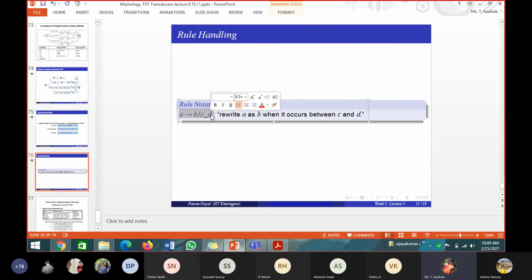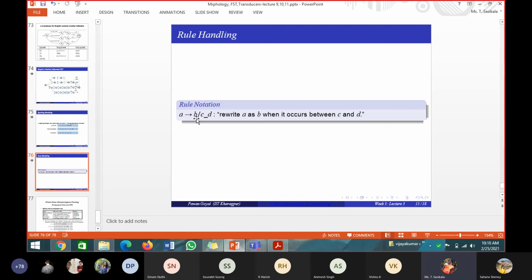If my stem ends with X and it is S, this should be replaced with S, or it should be replaced with E for the city Y rule. Like that there are different words with different combinations. So they have made rules and given one rule notation. If I want to rewrite A as B, and that A should occur between C and D, that is how they have framed a rule. If my input is CBD, according to this rule, what will be my output?